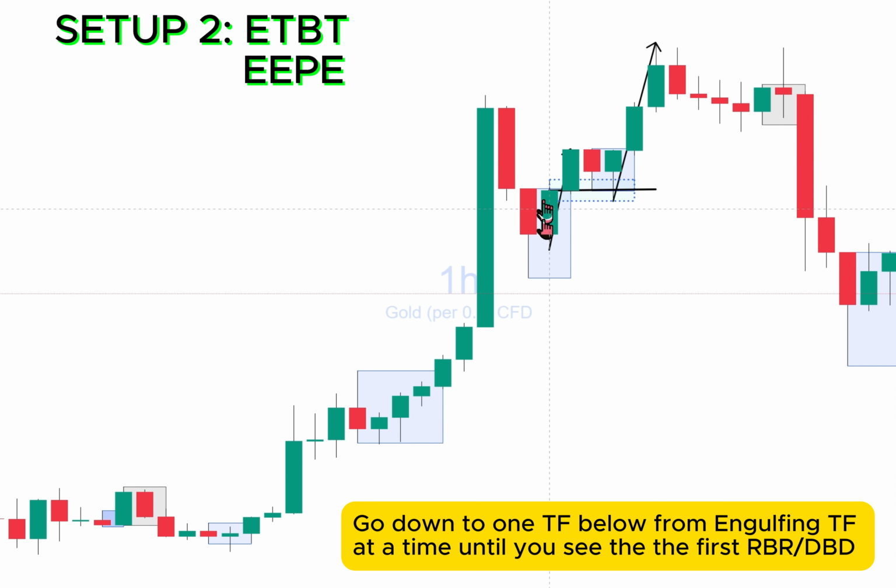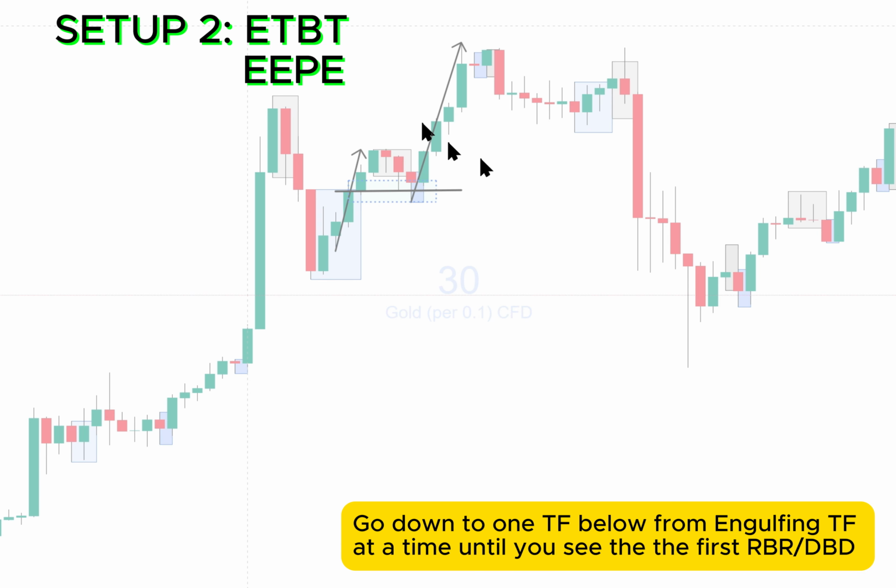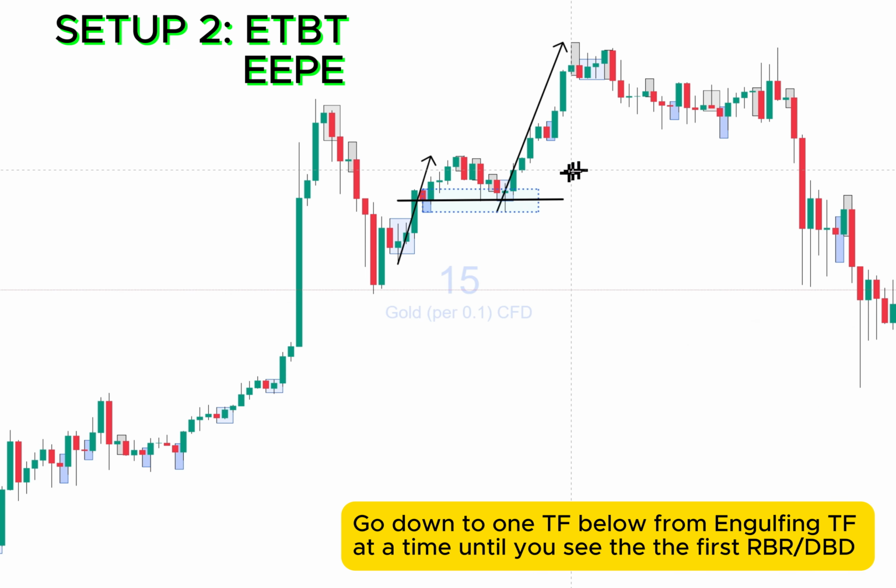So we have one engulfing here and one base here in the lower time frame. Now we have one engulfing here, the leg momentum candle. We need a momentum candle. Now let's go one time frame below. Nothing, as we saw previously. Again, another time frame below.